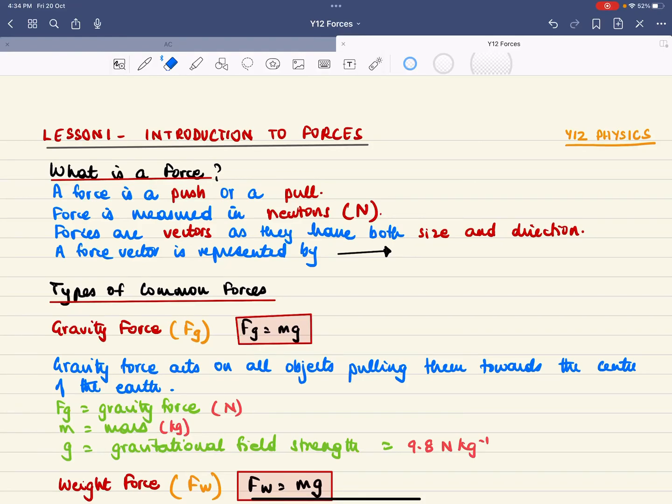This is Mrs. John, and this is lesson 1 for year 12 mechanics, and this one is an introduction to forces. Okay, so what is a force?